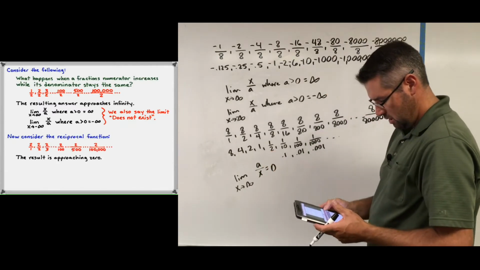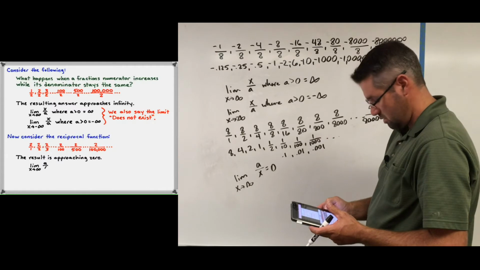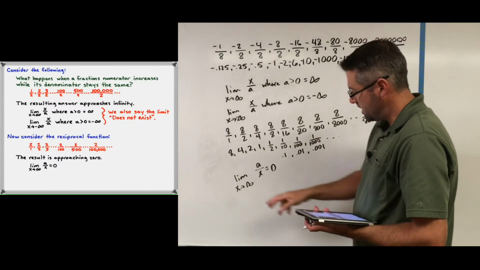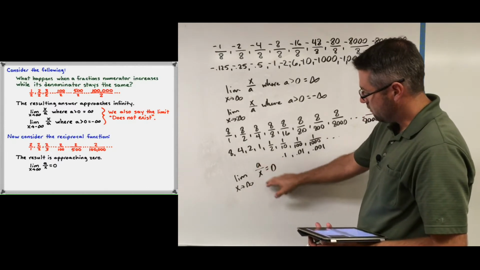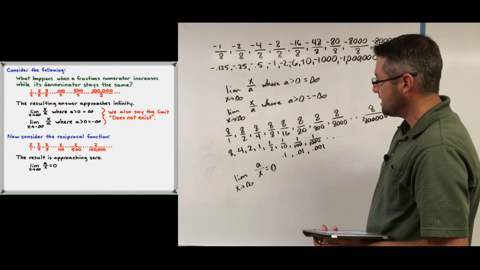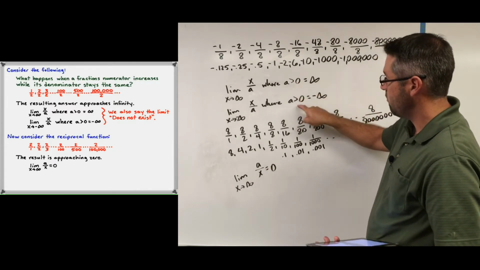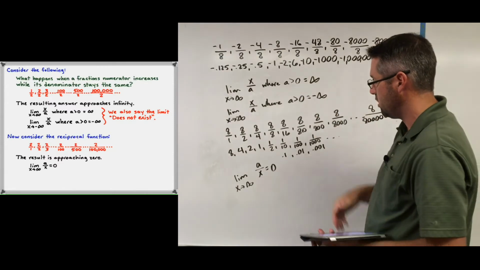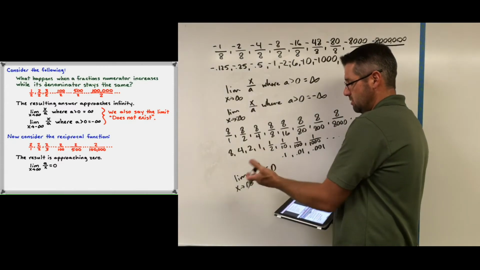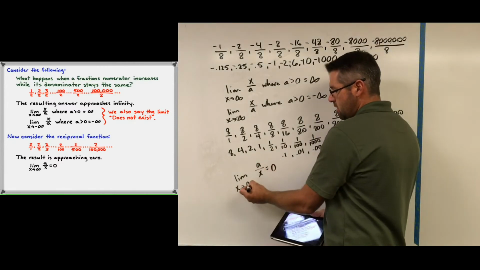So let's take a look at that. The result is approaching 0. So the limit as x approaches infinity of a over x is 0. In fact, it doesn't matter whether a is positive or negative. I didn't have to put a clarification here. In fact, a could be 0 because 0 divided by anything is 0, right?